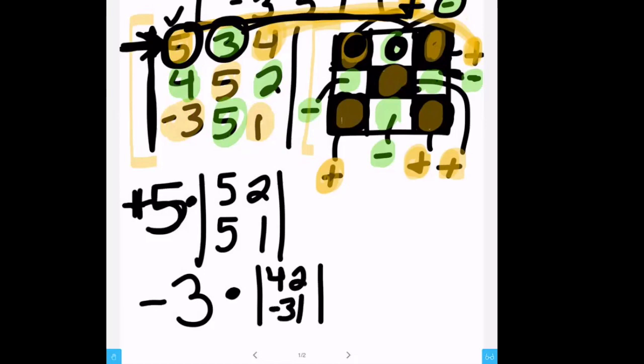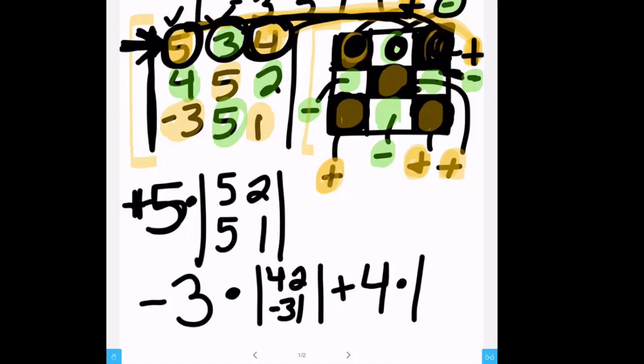Now, we're still looking at the first row, and we're going to look at 4, which is the next number. So we're done with 3, awesome, and we're going to look at 4. So is 4 positive or negative? Before you do this, you always have to look at whether it's positive or negative. So 4 corresponds to this square, which is positive. It's going to be positive 4. We're going to multiply that by a submatrix. So what is that submatrix?